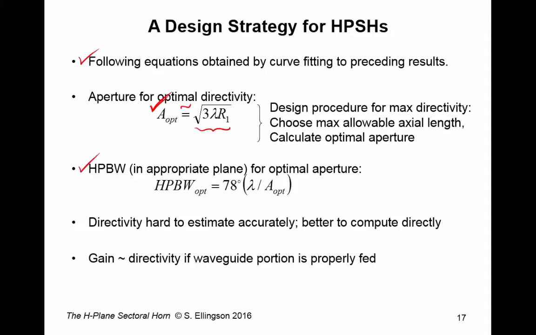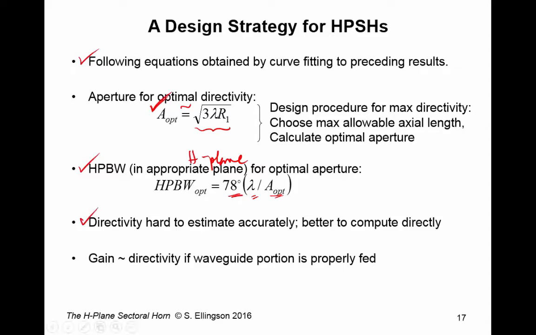In any event, the half-power beam width in the appropriate plane, in this case, I really mean the H-plane, will be 78 degrees times lambda divided by A sub opt, assuming you choose that dimension.